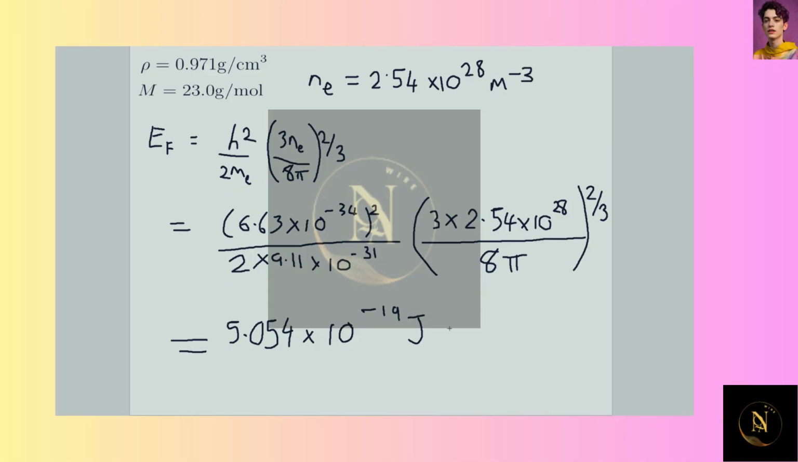Now, converting to electron volts, because that is a more useful measurement of energy at the atomic level, we want to divide by our elementary charge, which is 1.6 times 10 to the minus 19 coulombs, giving us a value of 3.16 electron volts.